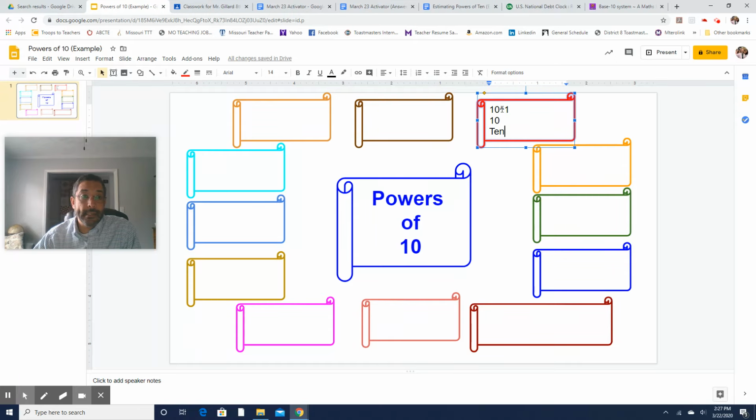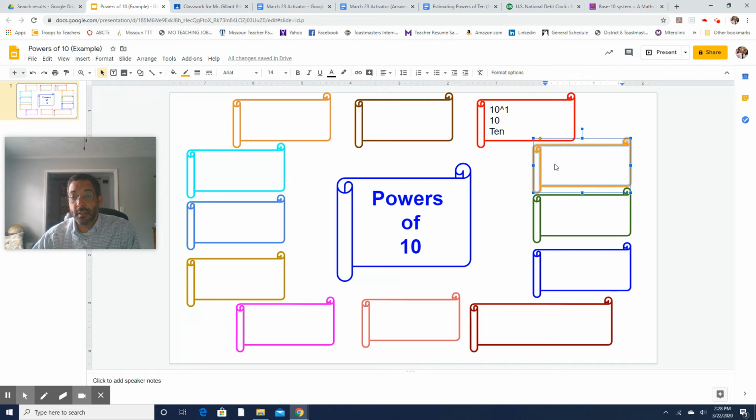And because Google Slides doesn't have the ability to write an exponent the way Google Docs does, we're just going to do exponents for this project the way you see me doing it now, 10 with the caret key to the first power. So anything to the first power is itself, so 10 to the first power is 10.